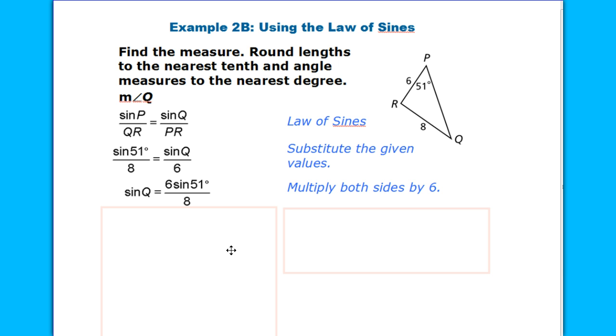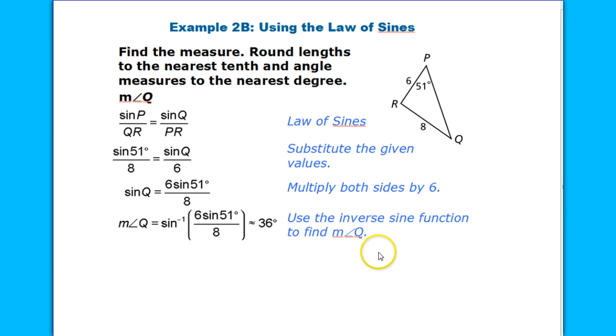And round your answer to the nearest degree, and you should have a 36 degree angle. It's important that we use the inverse sine function because the sine of Q equals this ratio, and so we need to find the measure of Q, which is the inverse sine. So we basically take the inverse sine of both sides, don't we, to find the measure in degrees, okay?